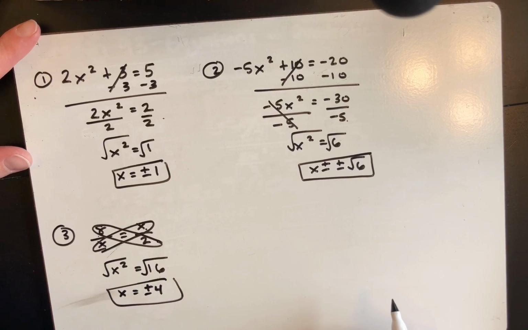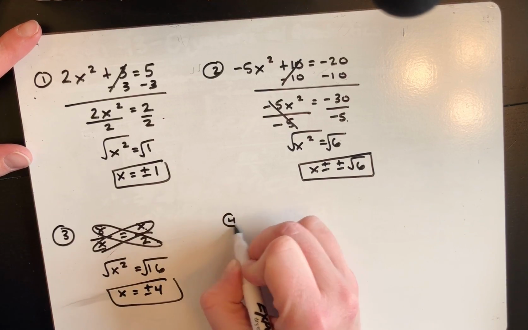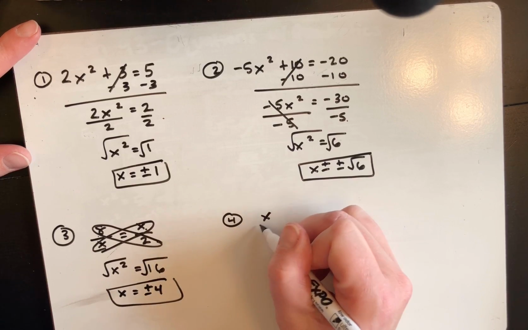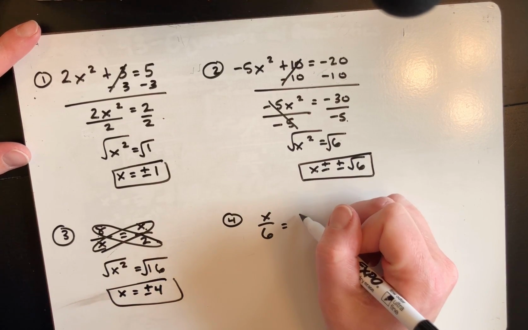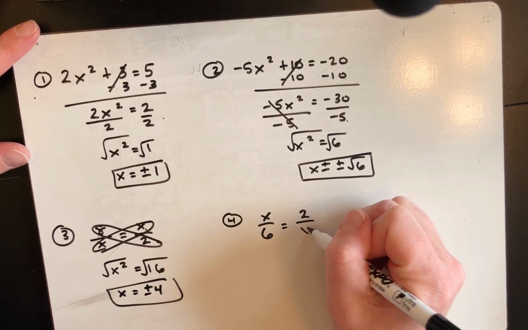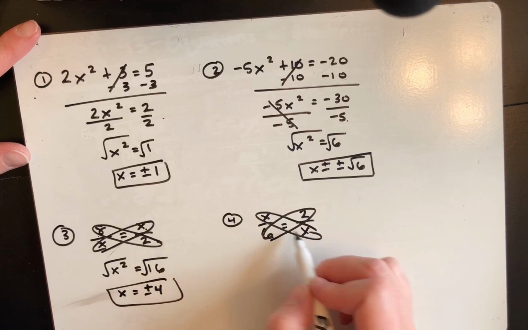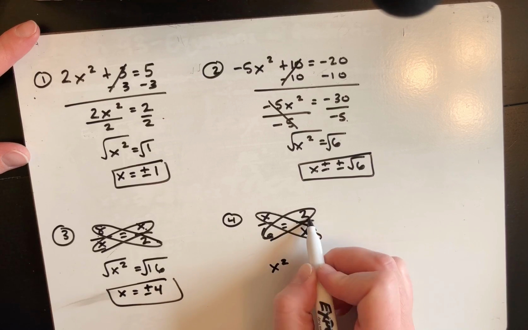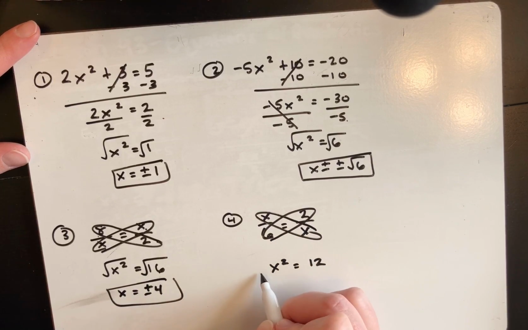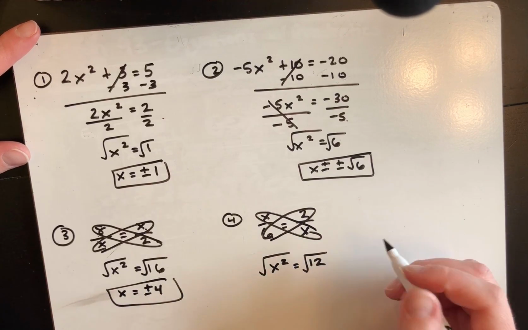All right, let's do one more like that. And you can try lesson practice in your book if you need some more examples. So x over 6 equals 2 over x. Again, I'm going to cross multiply. So I get x times x is x squared. 6 times 2 is 12. How do I undo the square? Take the square root of both sides.